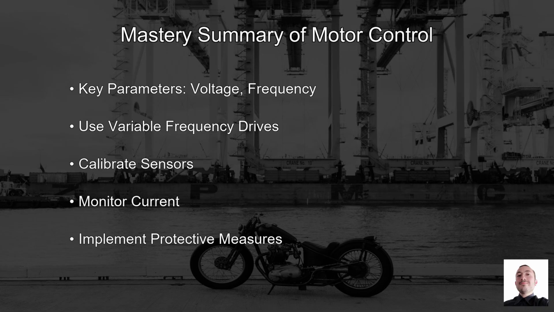To master motor control, remember the key parameters and values we've discussed. Set the motor's voltage and frequency according to the specific requirements of your application. Use variable frequency drives for precise control, and don't forget to calibrate your sensors for accurate feedback. Anticipate potential issues like overheating by monitoring current and implementing protective measures. Lastly, always keep an eye on the system's performance metrics to ensure optimal operation. By following these steps, you'll achieve efficient and reliable motor control.